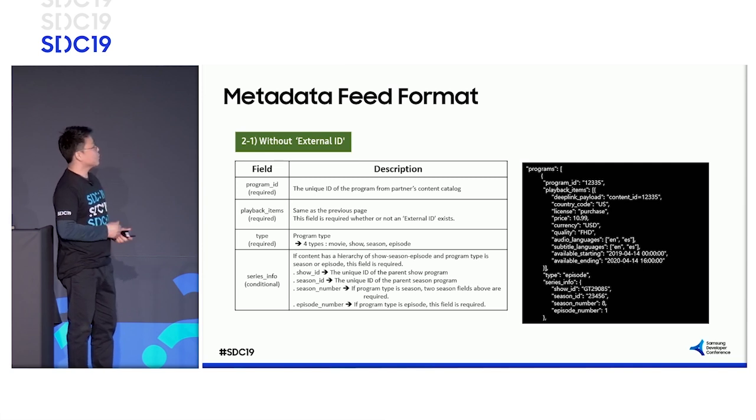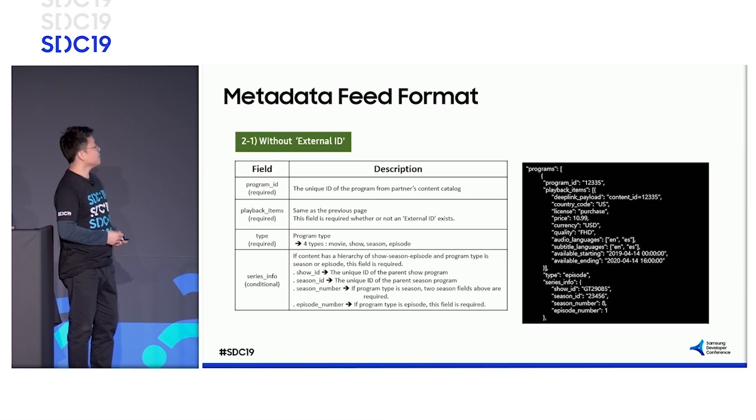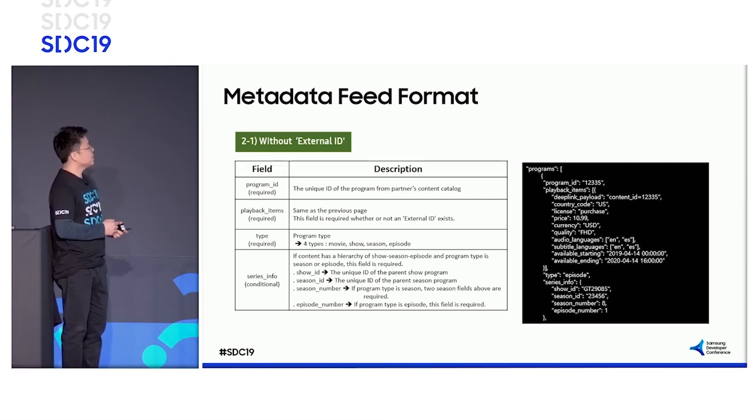And this is the second format for content providers which can't provide the external IDs. Program ID and playback items are the same as the ones in the previous page. Type is the type of a program, such as movie, TV show, TV season, TV show episode. Series info is used to define the hierarchy of TV show content, which means each series info should contain the related TV show and season information and its sequence number.